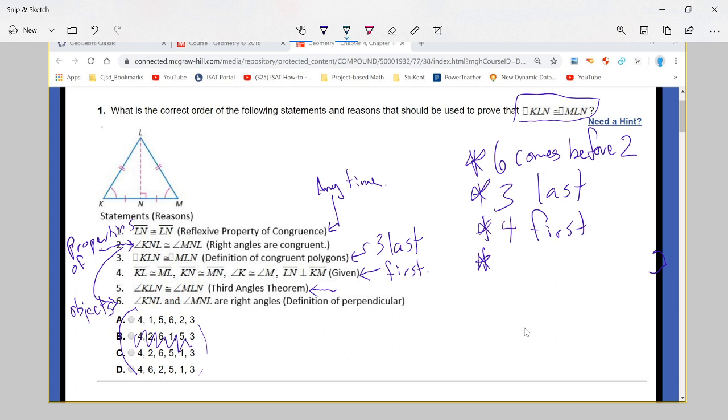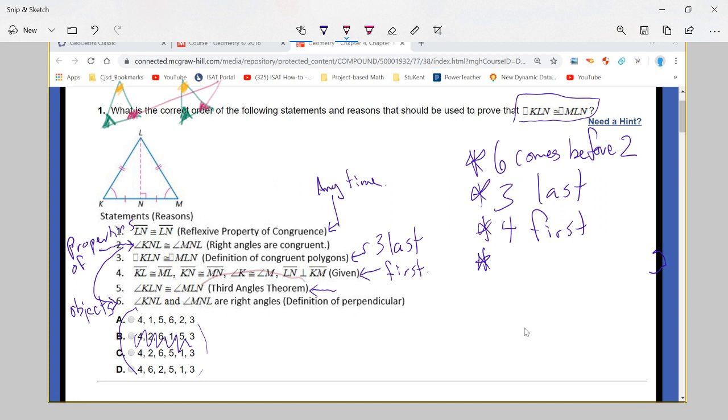So the third angles theorem says if I have two triangles, right? If this angle right here and this angle right here are congruent, and then if this angle right here and this angle right here are congruent, the term third angle theorem that they're referring to is not used universally that I know of, but what they're referring to is that the third angle must be congruent.